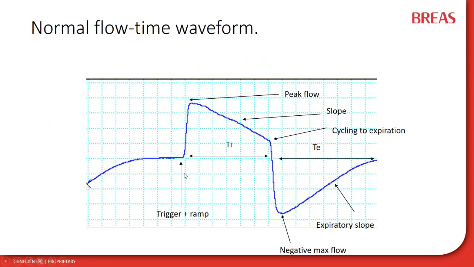The inspiratory cycle starts here with the trigger and the ramp, and we have a peak flow, a maximum flow early in the cycle, and a homogeneous decreasing slope until the cycling to expiration is reached. In the negative phase, we have an early negative maximum flow and an ascending expiratory slope. So this is the normal waveform. A flow waveform different to this should be considered abnormal.